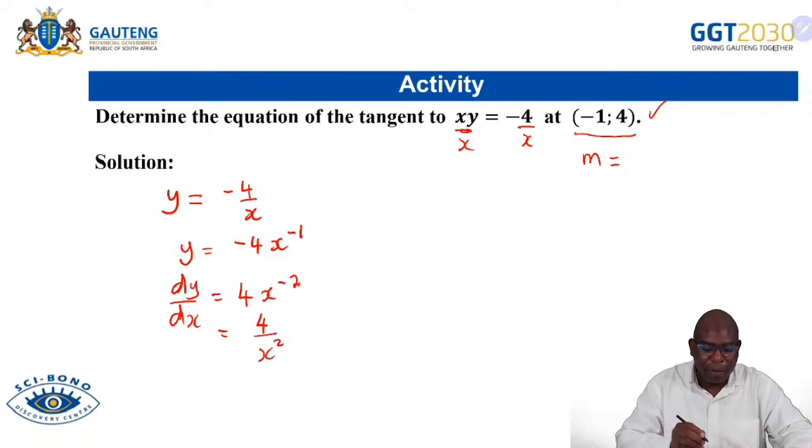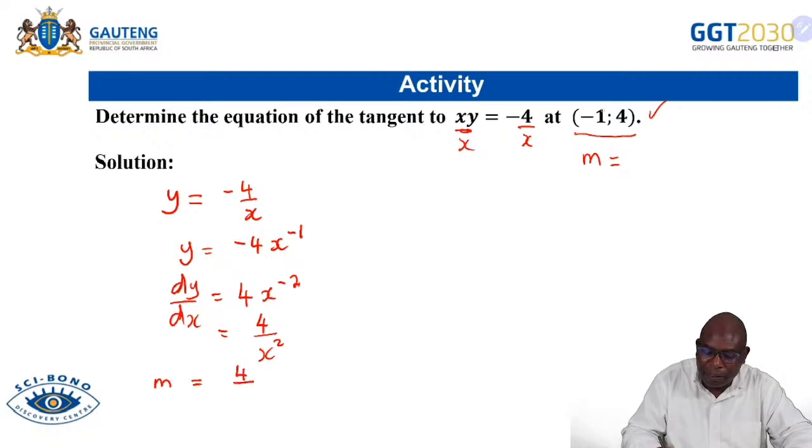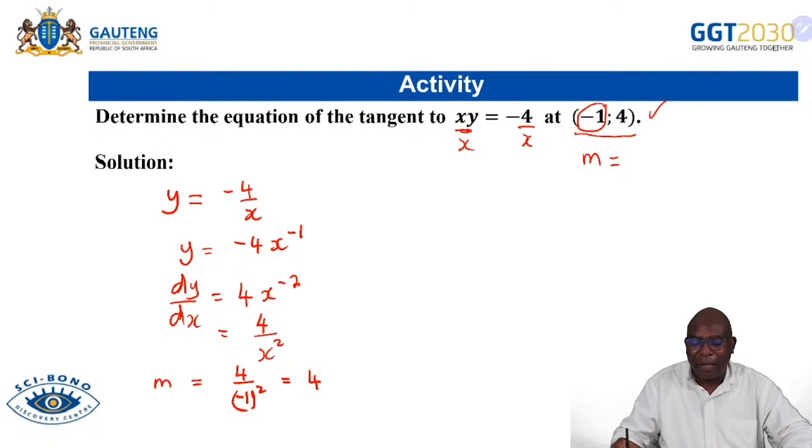Okay, why? Because I need to substitute here. So my gradient will be equal to 4 over, I must substitute by negative 1, so it's negative 1 squared, which will give me 4. Now I have a point, I have a gradient. Okay, oh yes, I've got a point here, I've got a gradient.